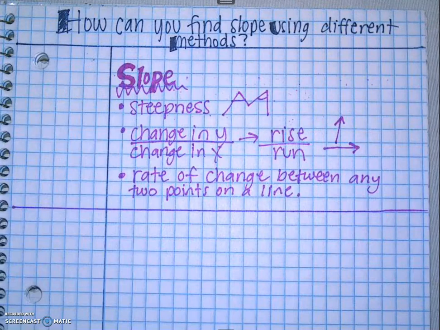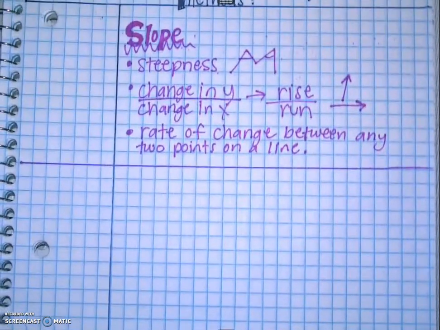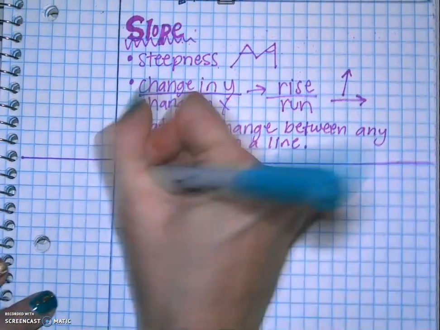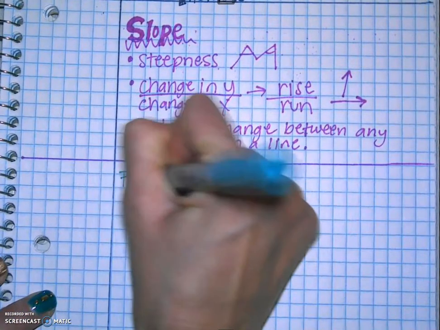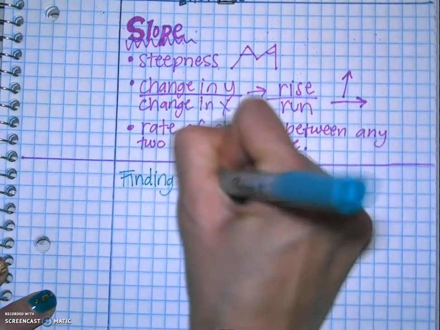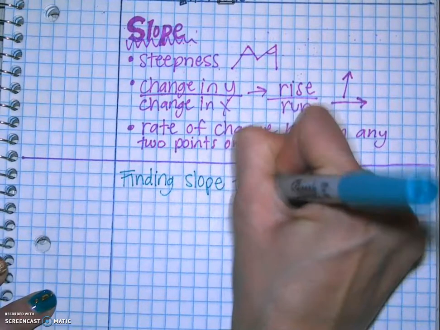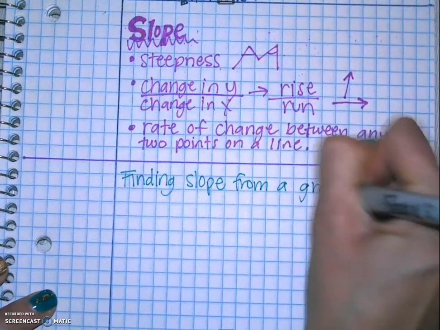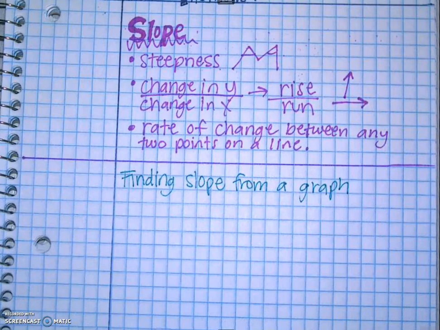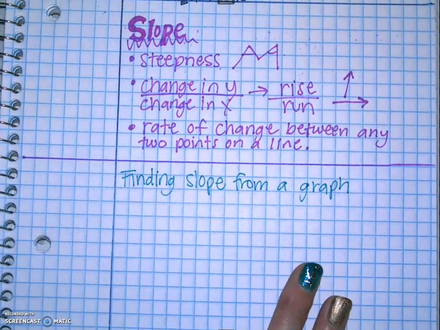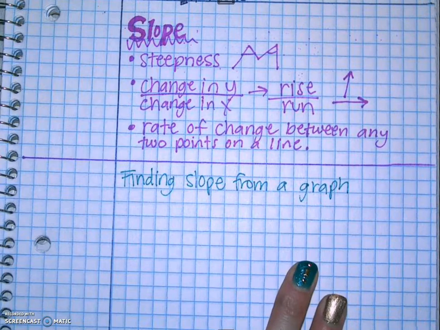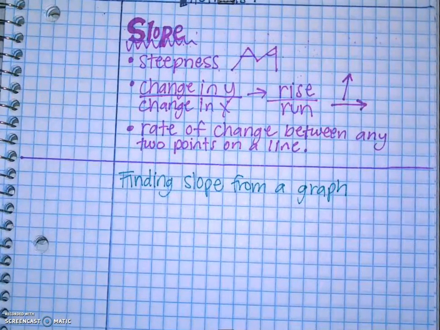Okay? So now that you are ready, we're going to talk about finding slope from a graph. Now, what I want you to do really quick is pause your video. If you have a graphing notebook, awesome. If not, you're going to need to take a little bit of time and draw yourself a graph. So do that really quick, pause the video, and then move on.